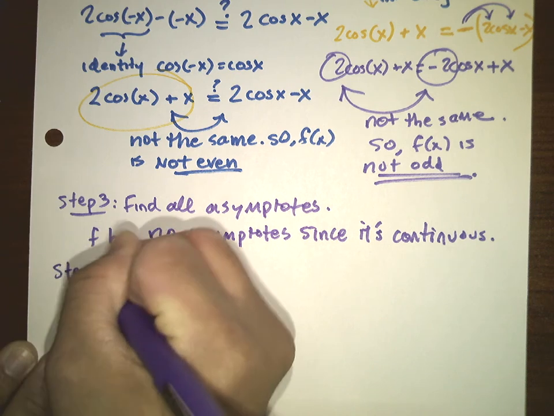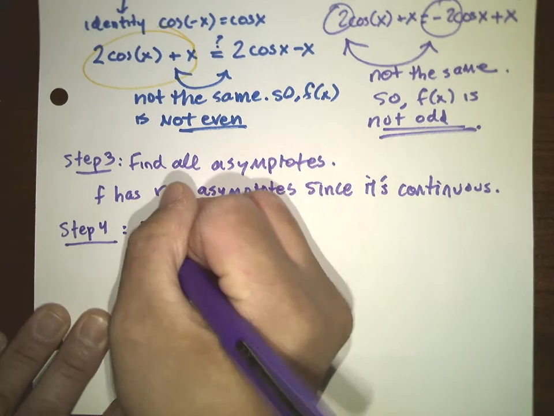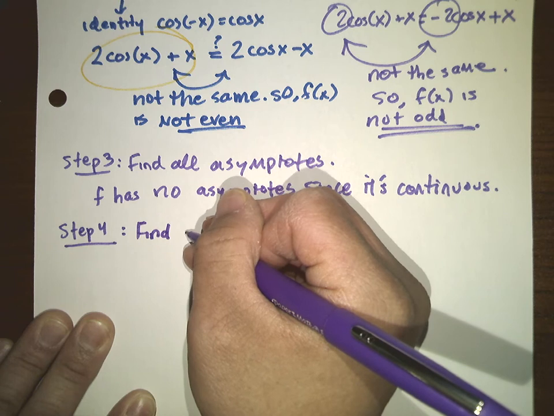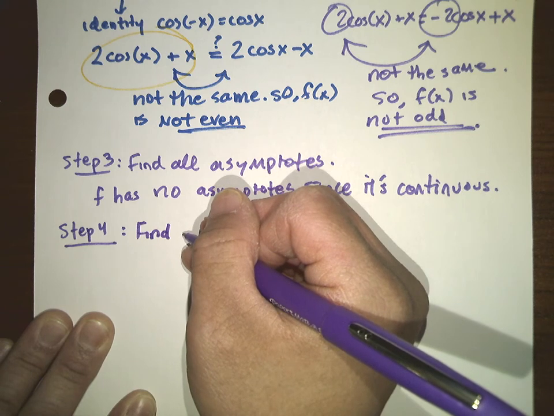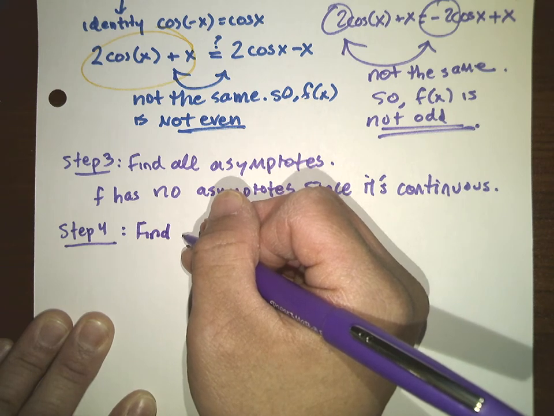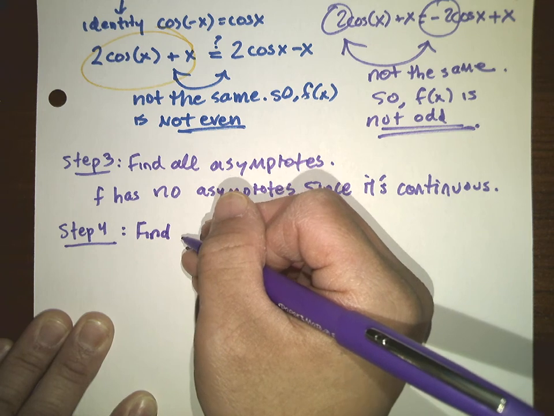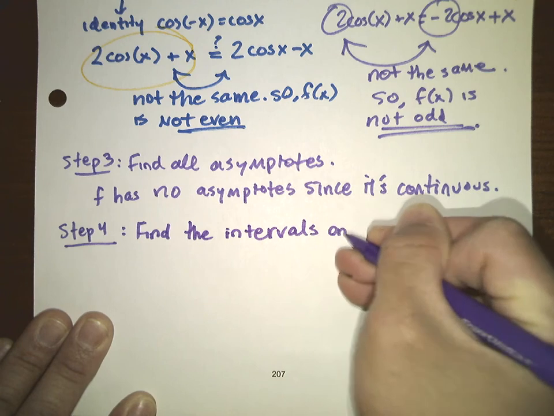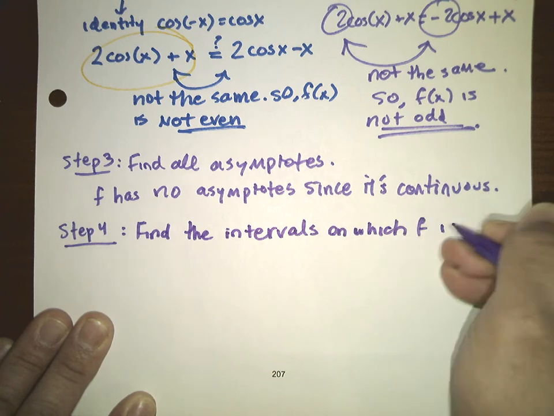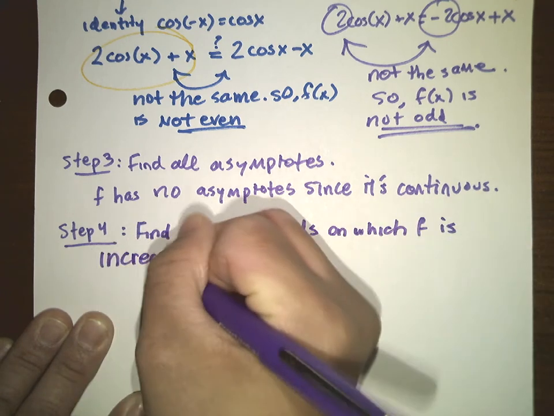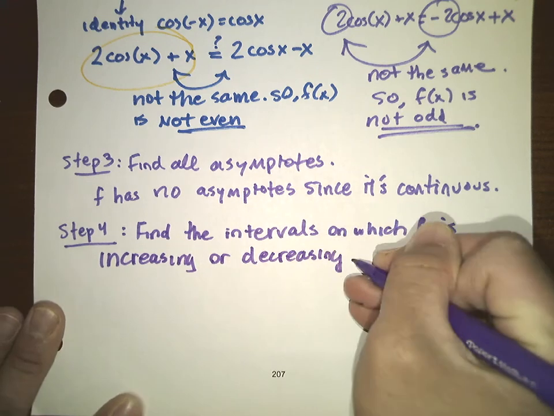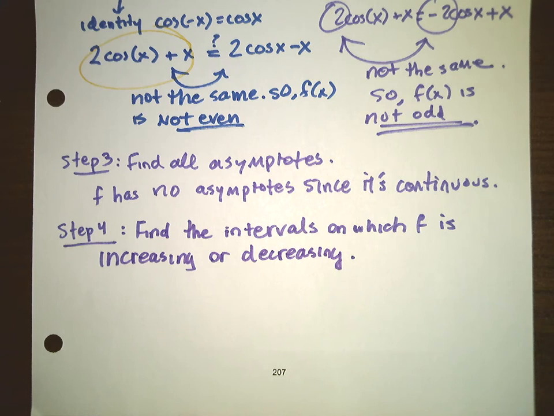Then step 4 is to find all critical numbers, and then find the intervals on which f prime is positive or negative, and then find the intervals on which f is increasing or decreasing. All right, so let's use the first derivative to do this.